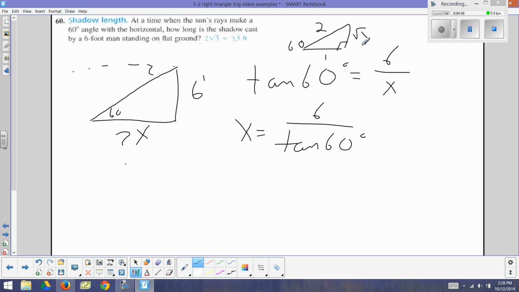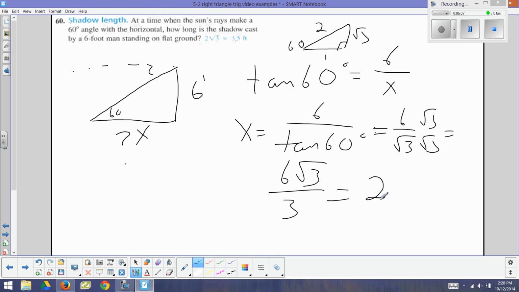So when you do that, tangent of 60 is radical 3 over 1, or just radical 3. So then I have 6 over radical 3. Rationalize the denominator, and you have 6 radical 3 over 3, which reduces to 2 radical 3. And it is in feet. And on a test, you would be done right there.